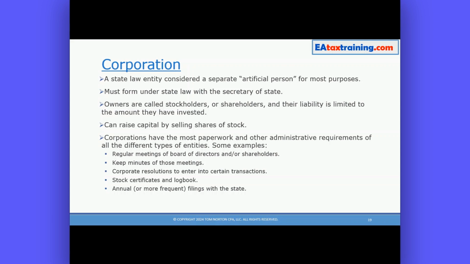One of the big advantages also of a corporation is that they can raise capital by selling shares of stock. I'm sure you've all heard of IPOs, or initial public offerings. This is when corporations go out and sell shares of their stock to the public, and they can raise a whole lot of money in order to run their business. So that's another big advantage of a corporation.